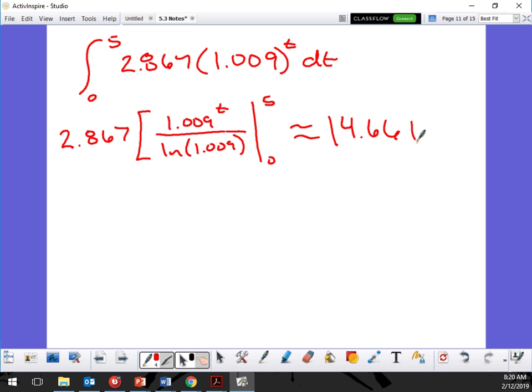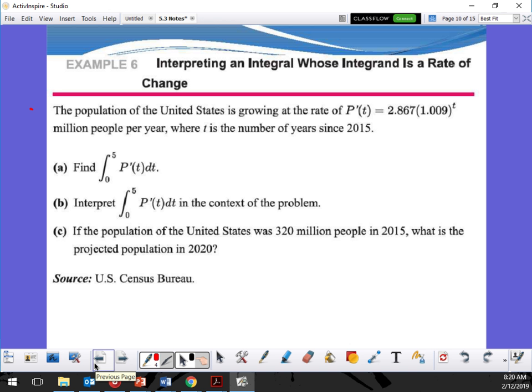Let's go back to the question. That's the reason why I started this out with explaining what a 0 means and what a 5 means. It's years. t is the number of years. So that's the years, right? And this is the million people, how much the population grows. The population grew by that much from 0 to 5 years. In the interval from 2015 to 2020, it grew that amount.